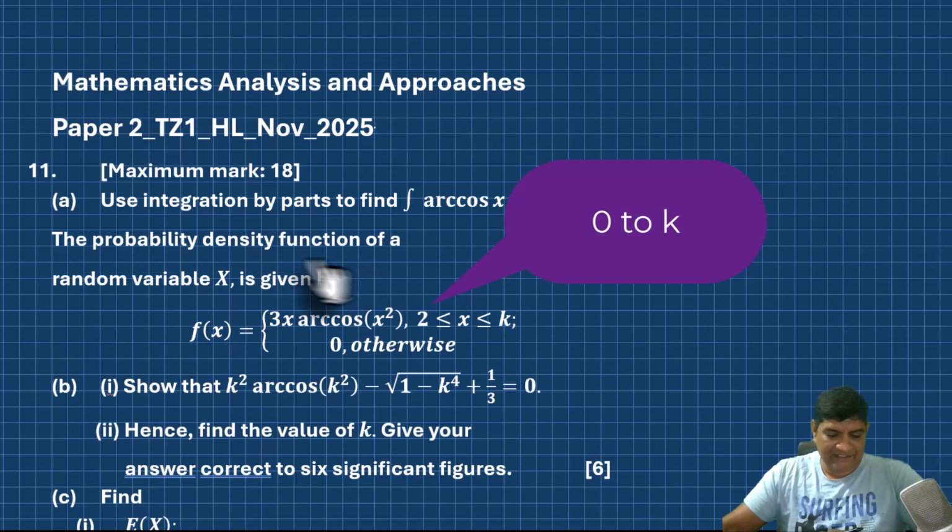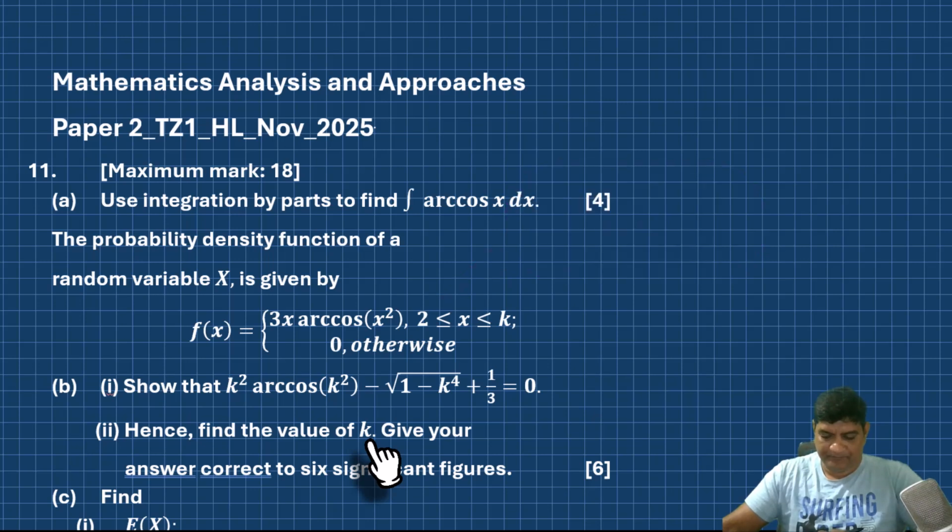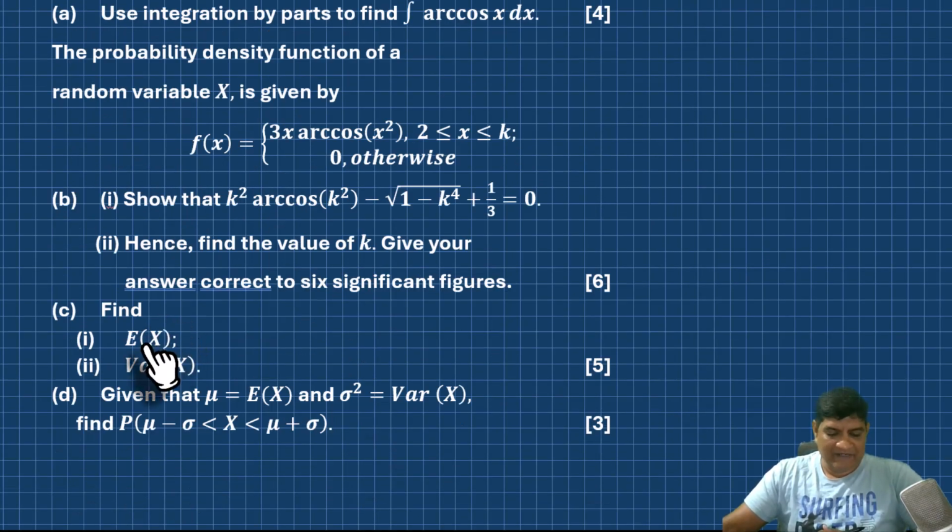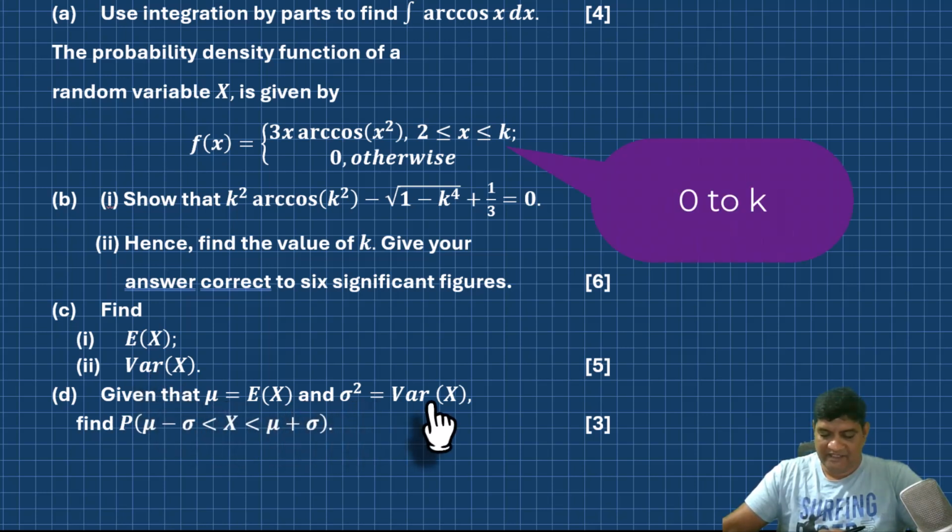And he also says that there is a probability distribution function, which is so and so. I need to show that this is going to be the answer. We will look at how to achieve this, and then we will also look at how to find the value for k. Find the expected value of x and then the variance of x, and given that the mean is the expected value and the variance is variance of x, find out the probability of x being between one standard deviation away from the mean. Now that's what he's asking for.